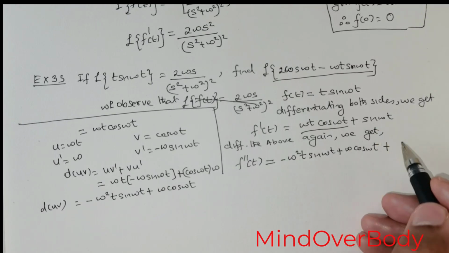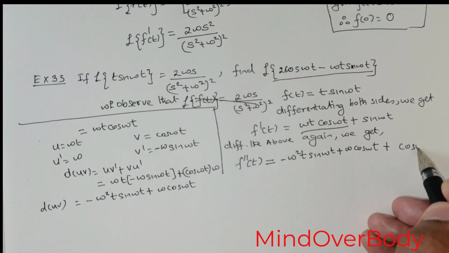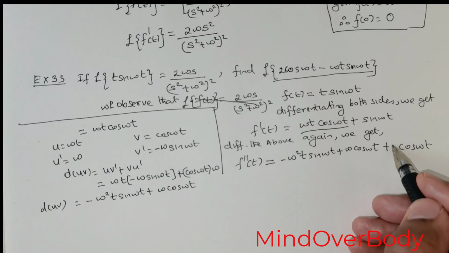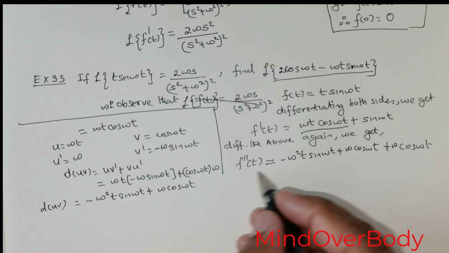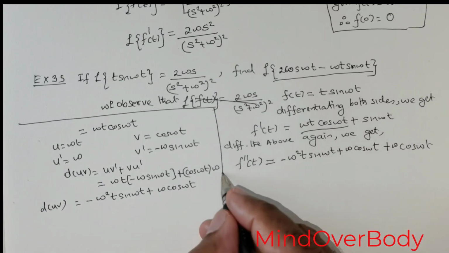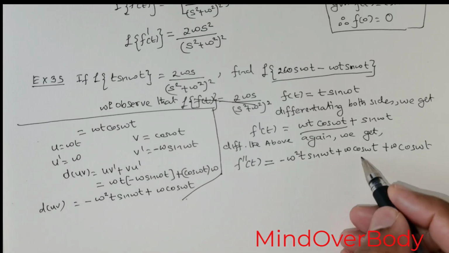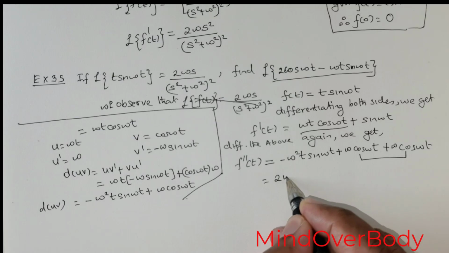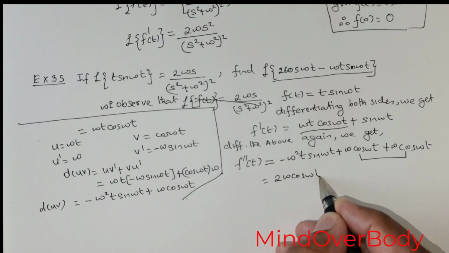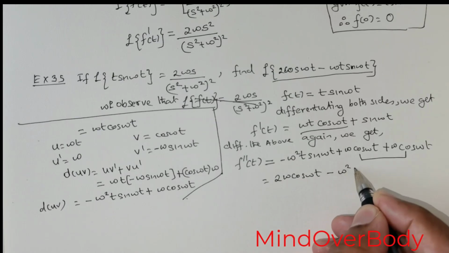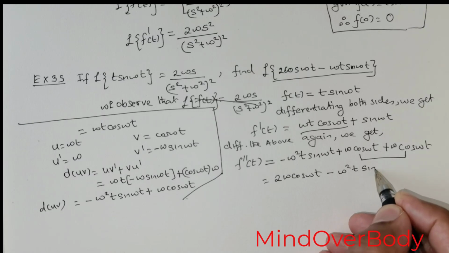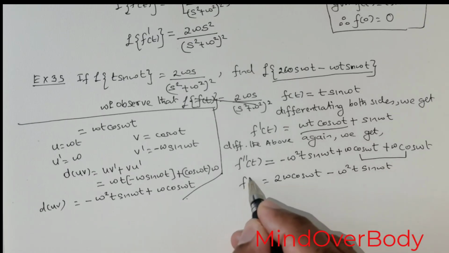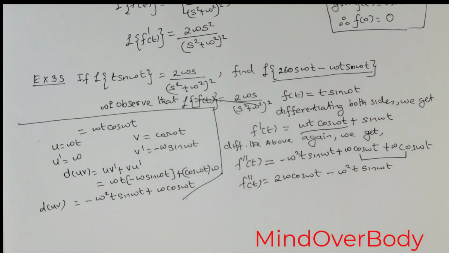plus the differentiation of sine, that's going to be cos omega t. Differentiation of omega t would give me omega. So this is my double differential. Now I can add these two quantities and write it as 2 times omega cos omega t negative omega squared t times sine omega t, which is my f double dash of t.